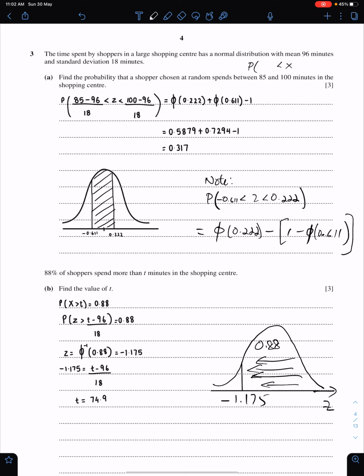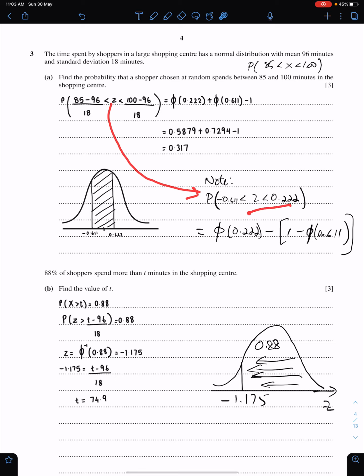X lies between 85 and 100. First, we need to convert this statement from x into z with the help of this formula, (x minus mu) over sigma. So x is 85, mu is 96, sigma is 18. x is 100, mu is 96, and sigma is 18. So when you solve this, this is the way to solve this. You will get this result first.